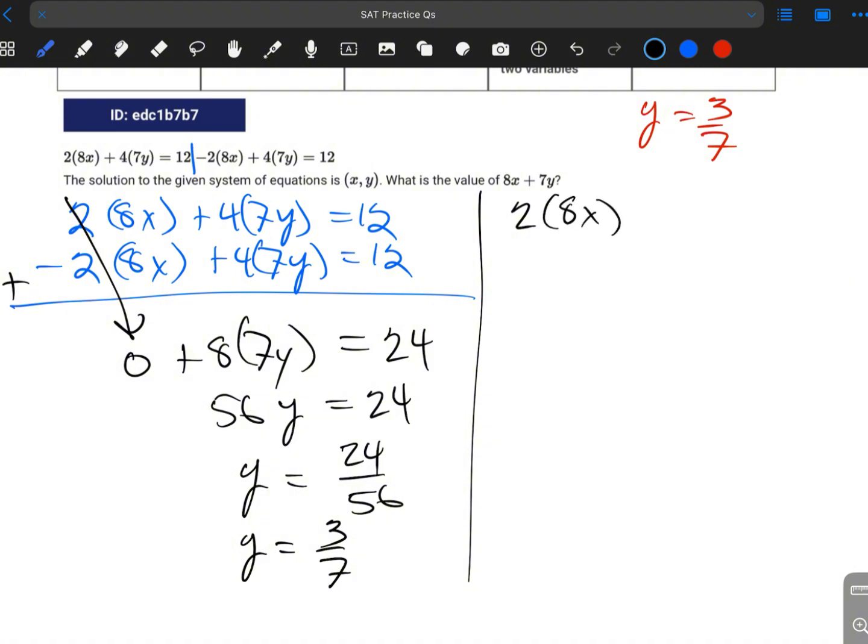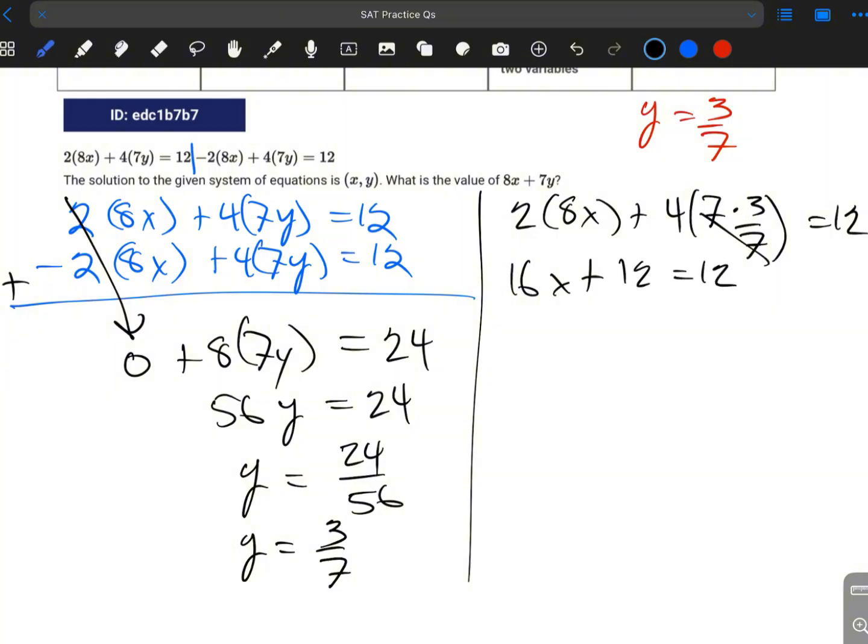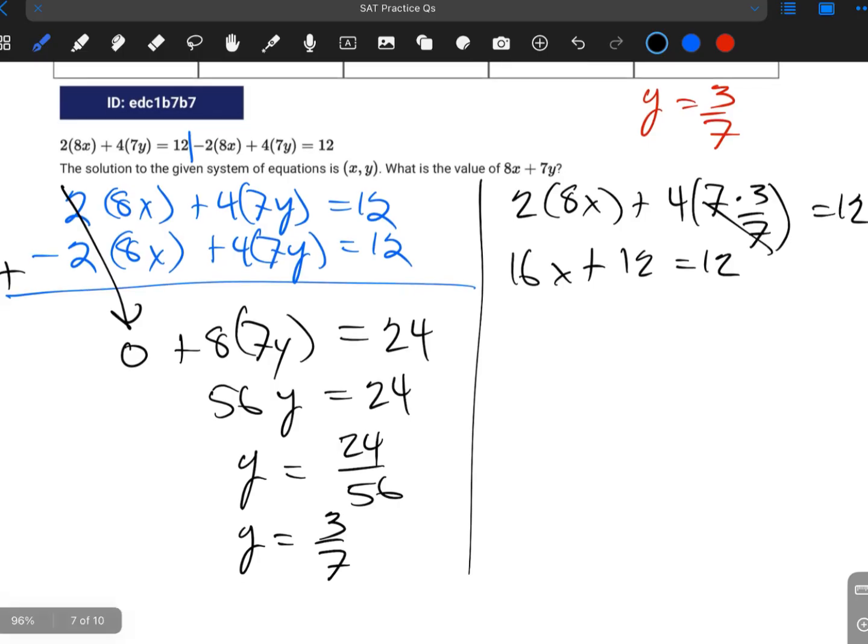2/8x plus 4 times 7 times 3 over 7 is equal to 12. So you have 16x plus 4 times 3, because these 7's cancel, which gives you 12, is equal to 12. Which means that 16x is equal to 0 and x is equal to 0. So now you have the value for x.